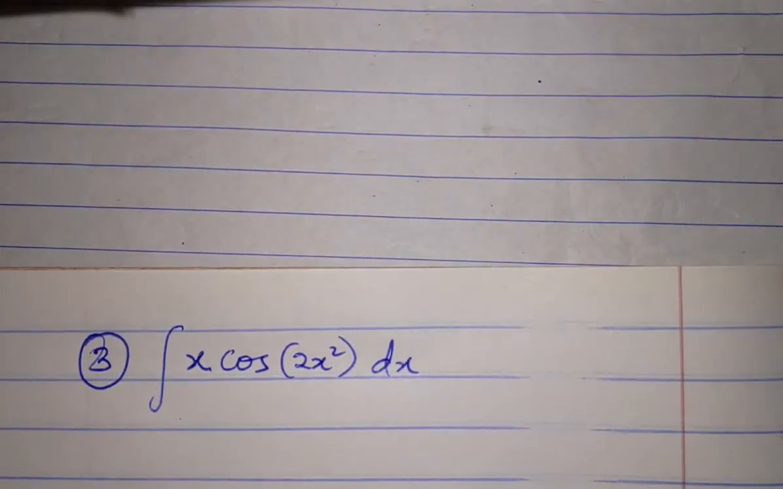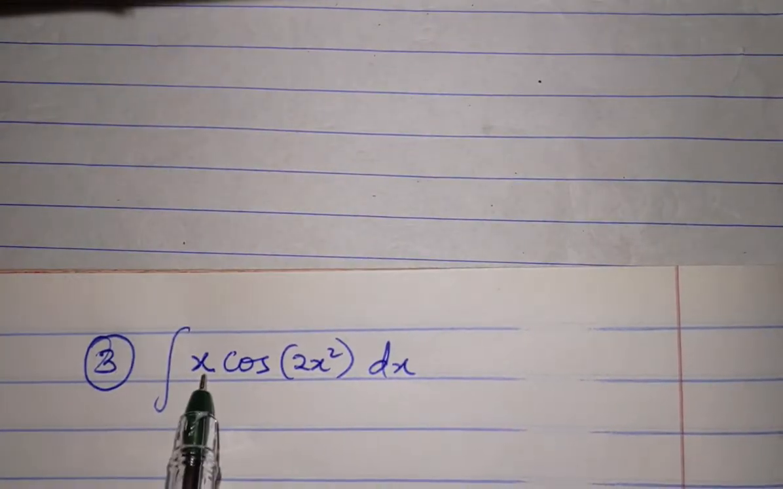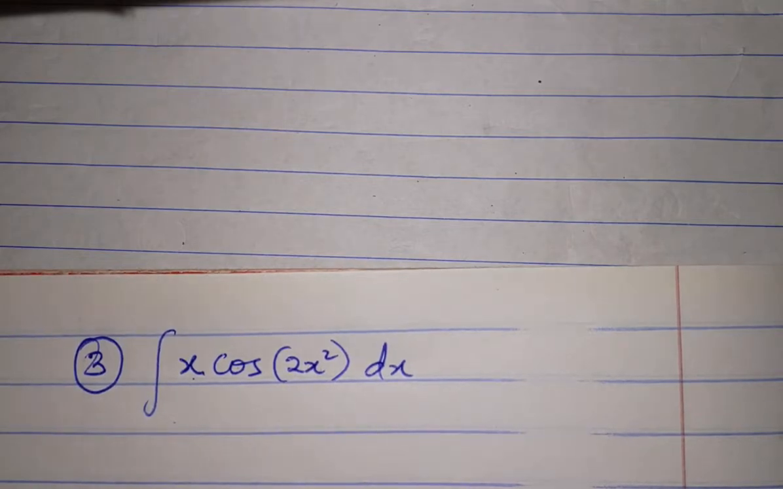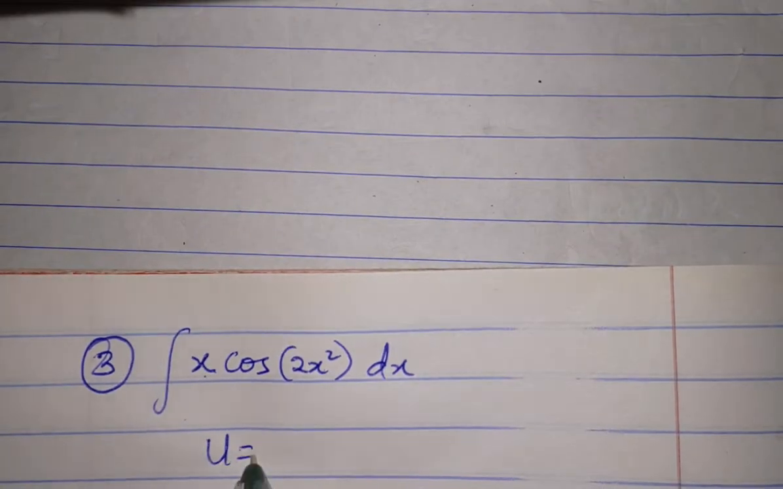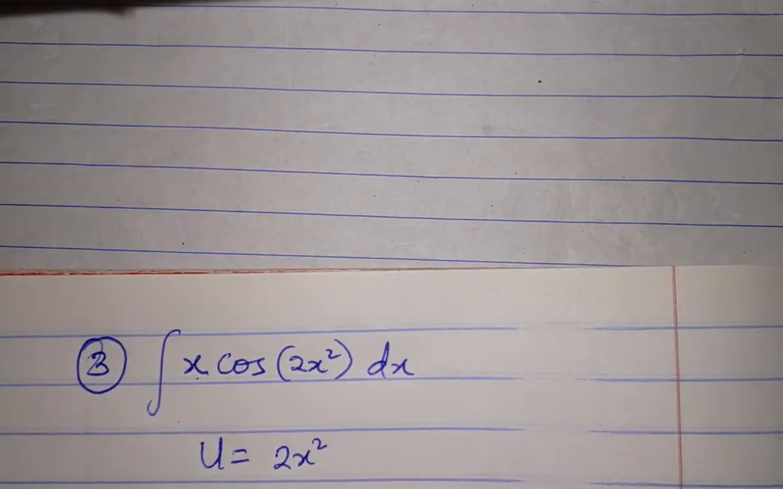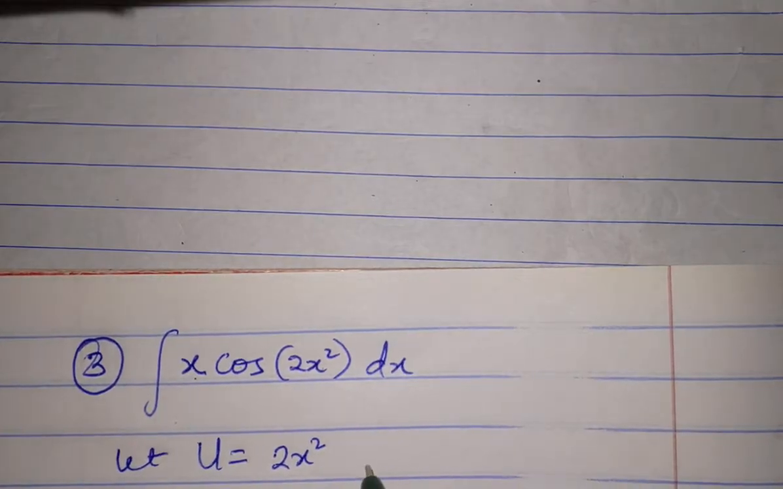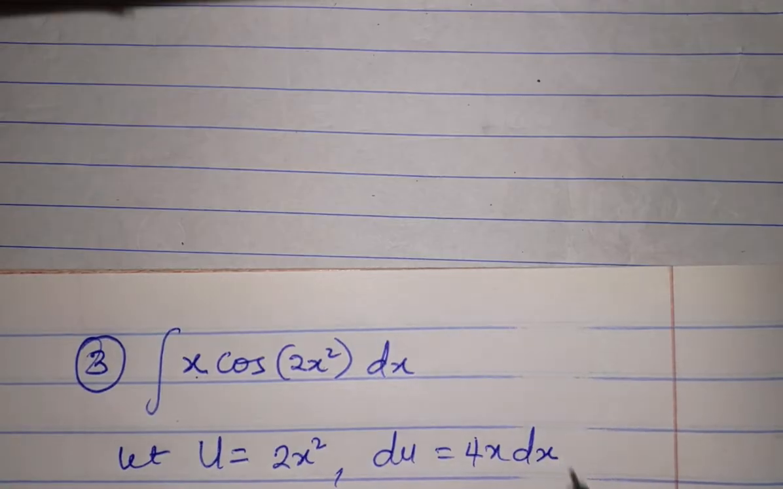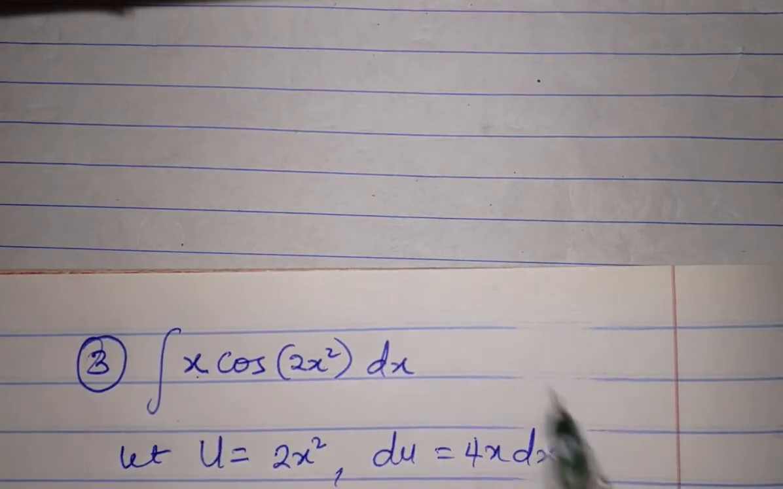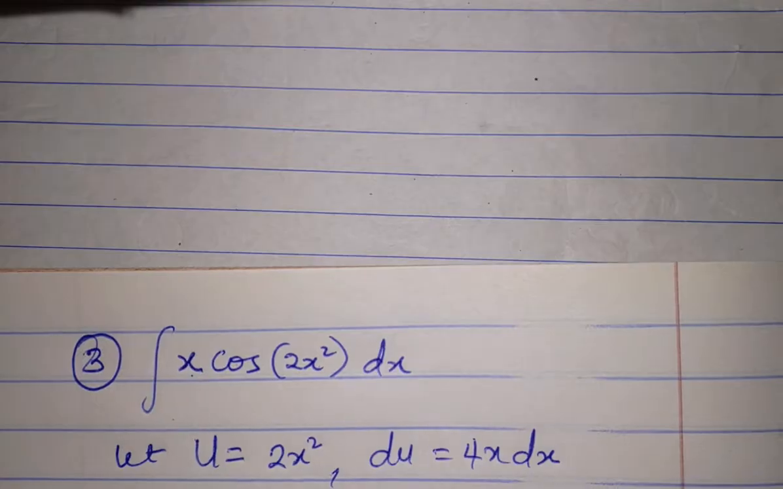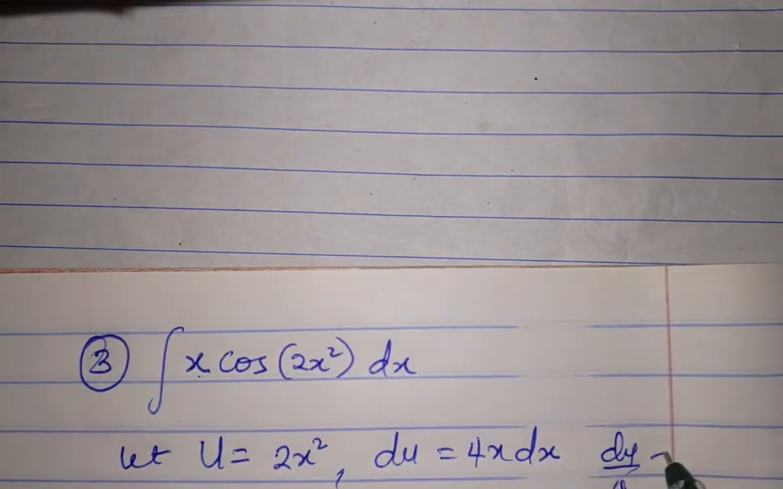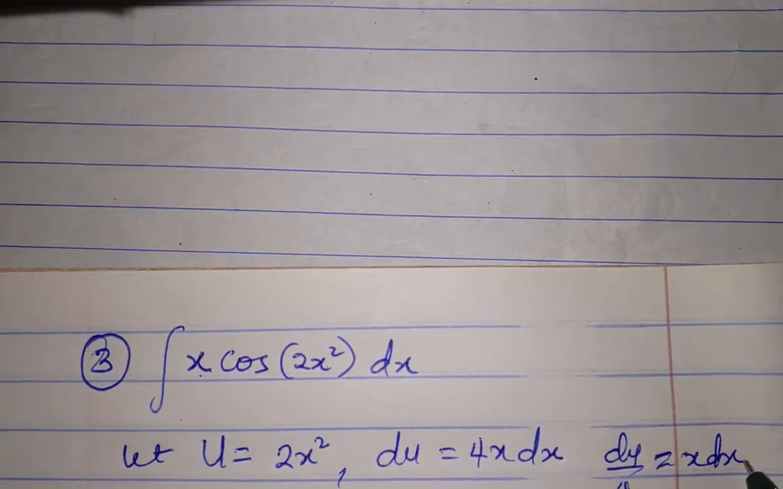So lastly, let's evaluate the integral x cos 2x squared dx. So I guess by now you will know what u is. u is equal to what? 2x squared. Alright? So du is 4x dx. Here it is x dx. So divide both sides by 4. You obtain du over 4 is equal to x dx. Good.